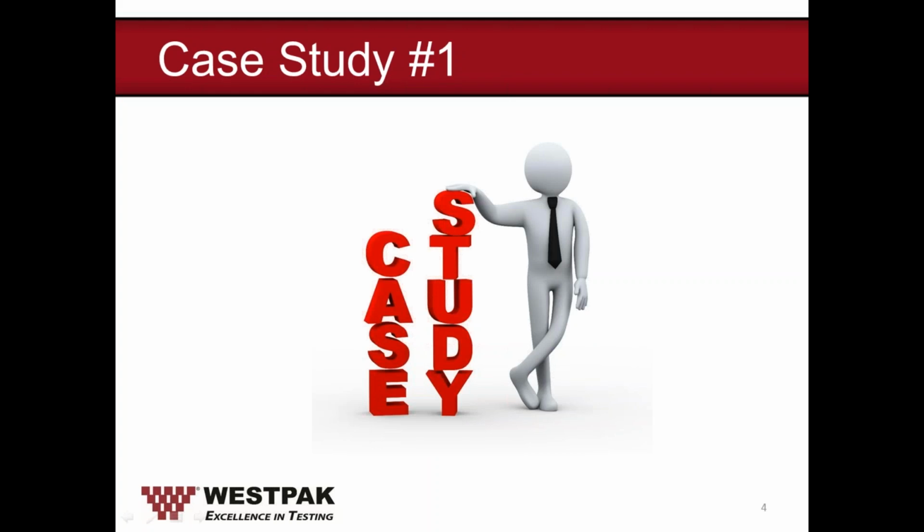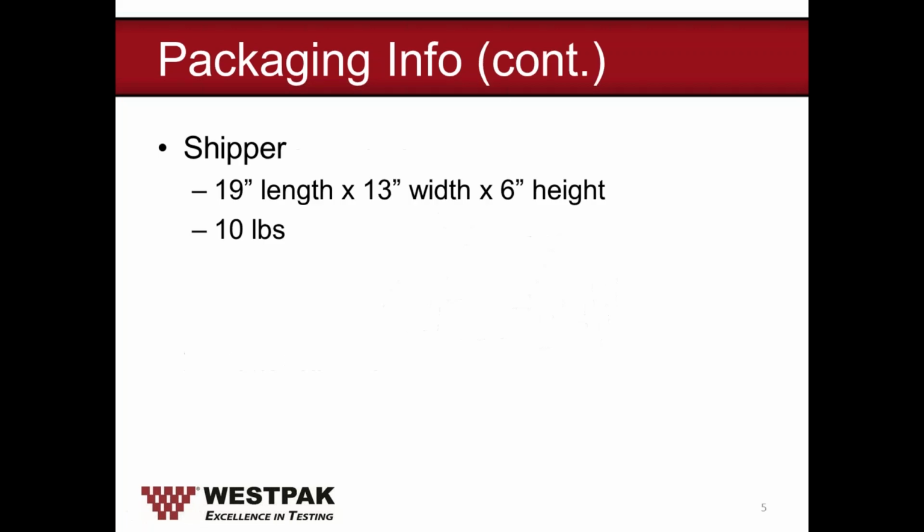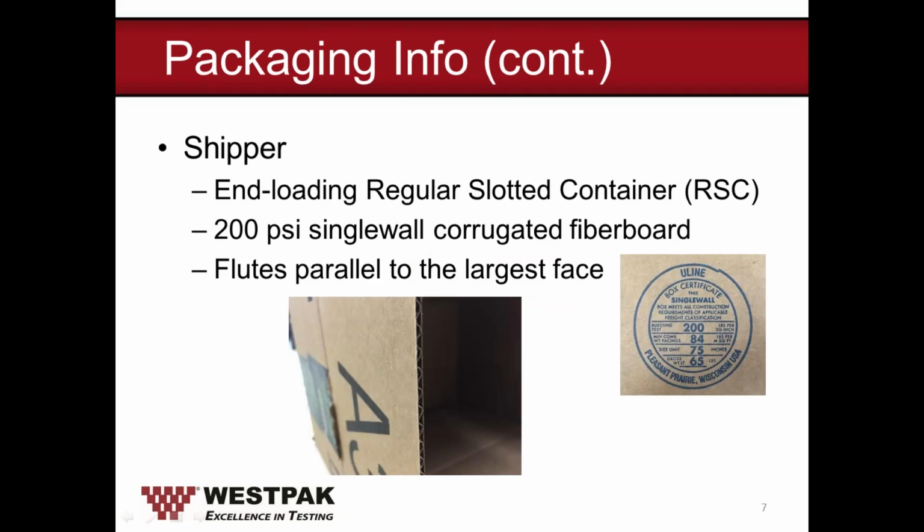Let's get started with case study number 1. The packaging information: it is a chipboard carton with the style of straight tuck-in STE. There are 2 packs of this in the shipper. The shipper is about 19 inches in length, 13 inches wide, and 6 inches in height, and about 10 pounds. The shipper is an end-loading regular slotted container, RSC, 200 psi single-wall corrugated fiberboard. The flutes run parallel to the largest face.